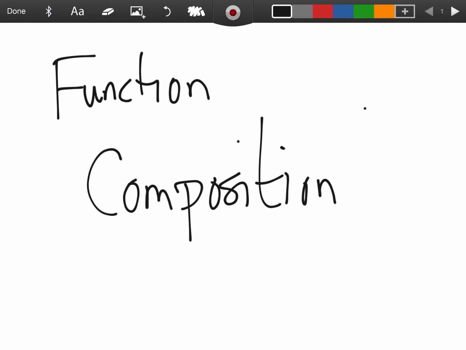In this video, we're going to be talking about function composition. So maybe this is something that you've seen in Algebra 2. If not, that's fine. Don't worry about it. This is something that could be on the ACT and SAT, I believe. So let's get right into this.